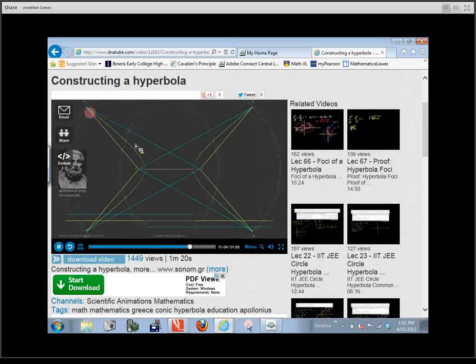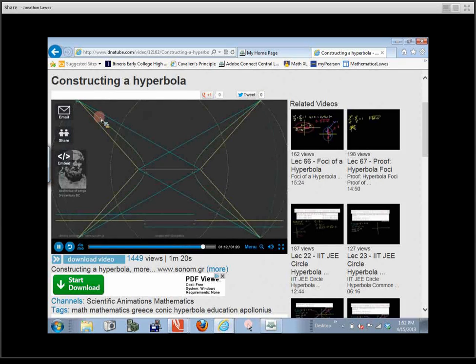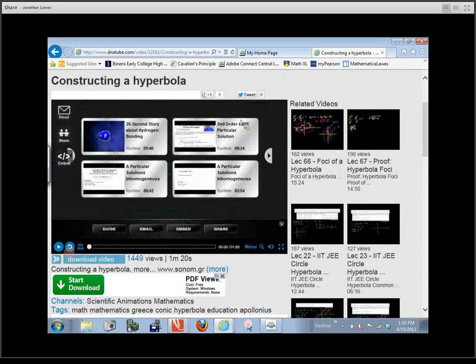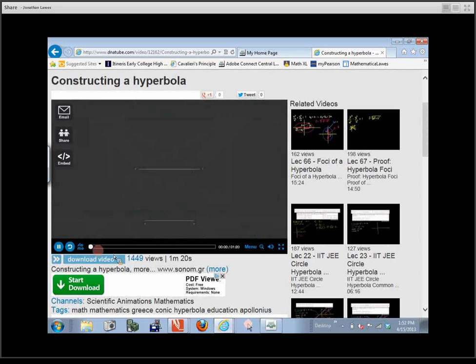And there are 2 branches. There's another branch over on this side, because if we were to look at this yellow line and that blue line going over to that other focus, the difference between the distances from that point on the hyperbola to these 2 foci, it's always the same. And then what it leaves us with is that little bit right there.